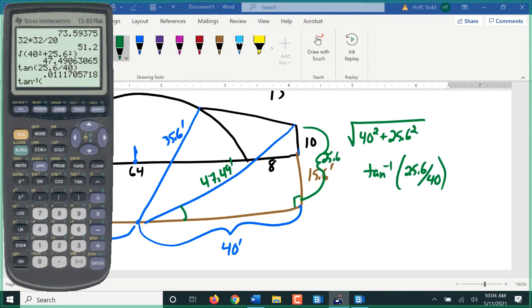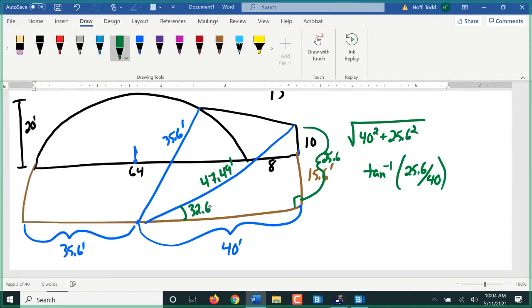Inverse tangent. Gotta get my second in. Which is 32.62 degrees. So now I have every part of that triangle. This one up here, of course, is going to be 57.38. I just have to subtract my 90 and my 32.62 from 180. I now can find this whole angle up here so that I can find this piece.